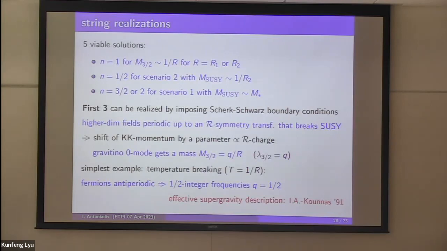And the way that it happens is that there is a shift of the KK momentum, the Kaluza-Klein momentum, by a parameter which is proportional to the arc size. So for instance, the gravitino zero mode gets a mass proportional to the arc size, and this lambda parameter is a charge. If one takes, for instance, the simplest example, which is the temperature type breaking, which is the Hamiltonian periodic, and gets 1/2 into the frequencies, then the charge is 1/2.